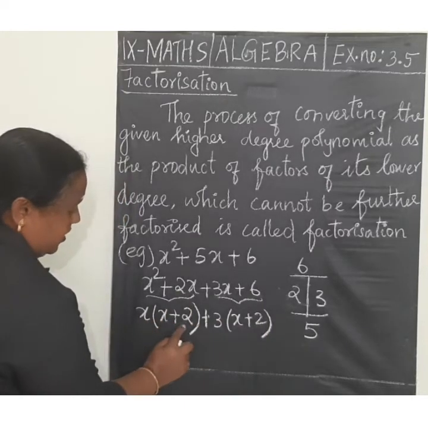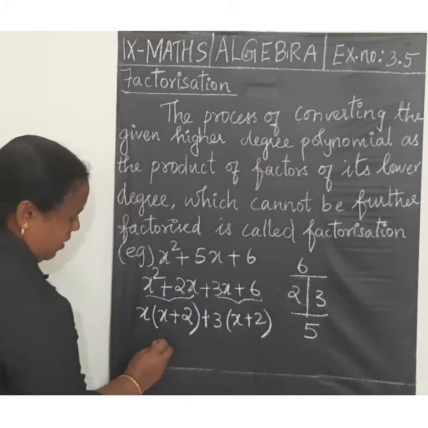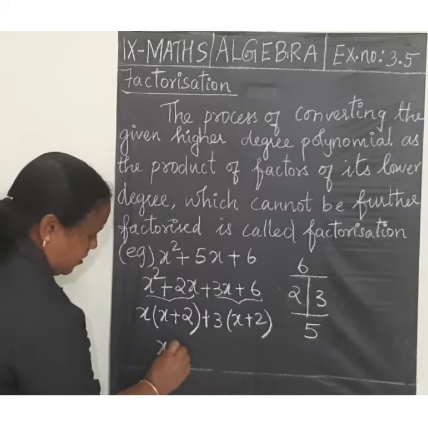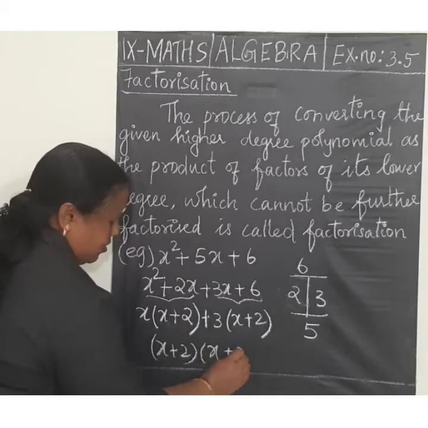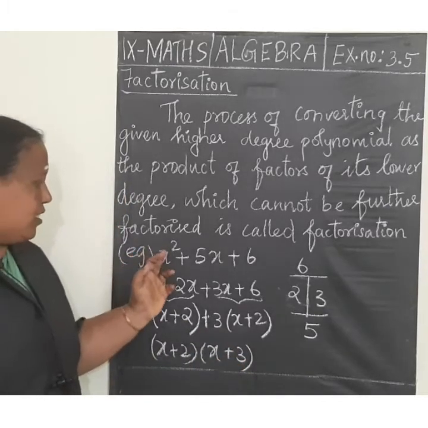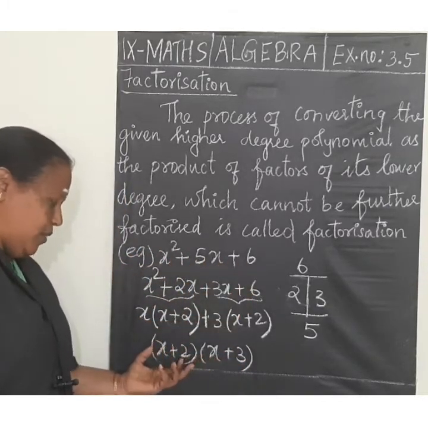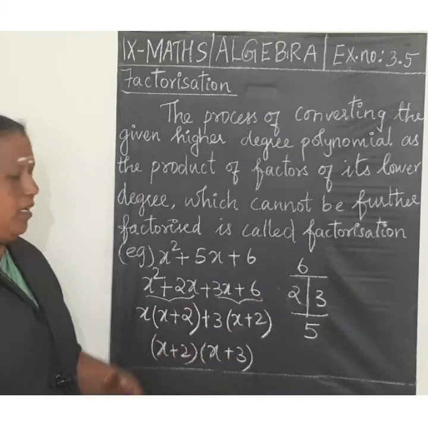So next, x plus 2 and x plus 2 are the same, so we write it one time, x plus 2 into x plus 3. So we can factorize x squared plus 5x plus 6 as x plus 2 and x plus 3.